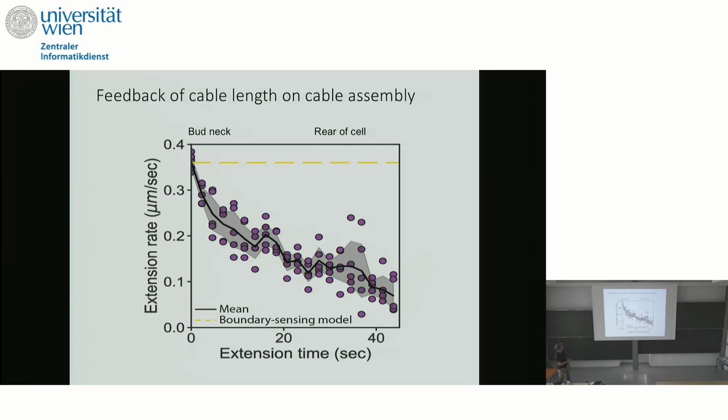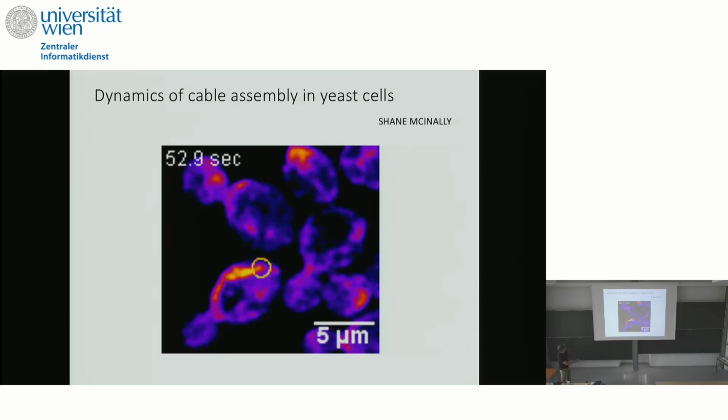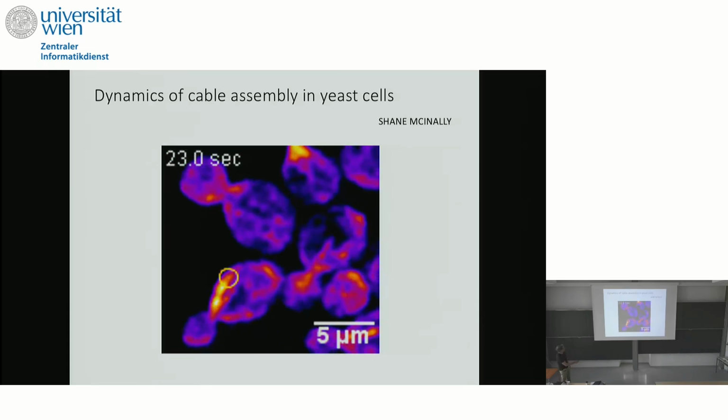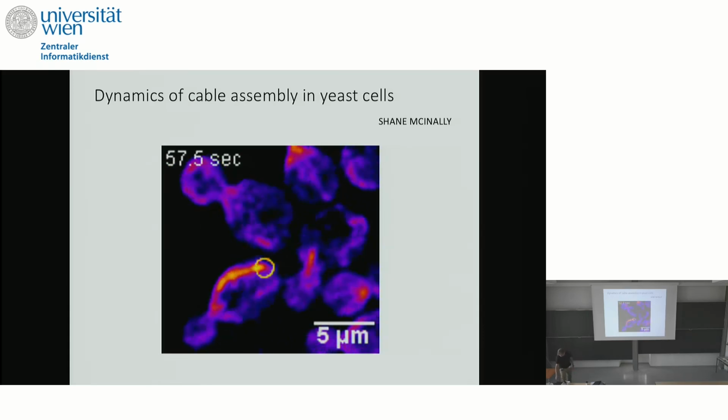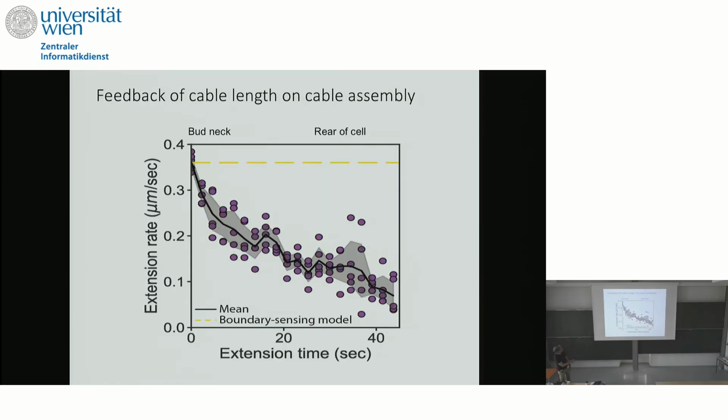What we see is that as soon as this filament starts growing, as soon as it starts leaving the bud, growing from this bud neck out, it starts decelerating, meaning the rate of extension slows down. So we're interpreting this as telling us that there's some kind of a feedback where the rate of extension, as we see in this plot, decreases as the cable gets longer.